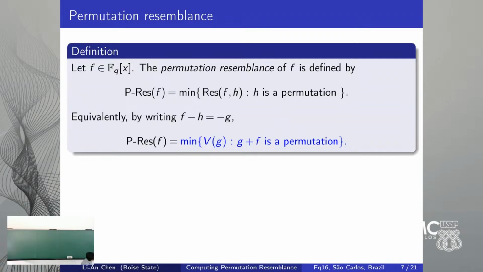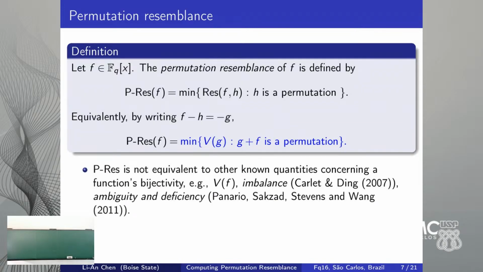So first I comment that it is not equivalent to any other known quantities concerning a function's bijectivity. For example, b of g, I'll give you an example later. And imbalance, and the ambiguity and deficiency.